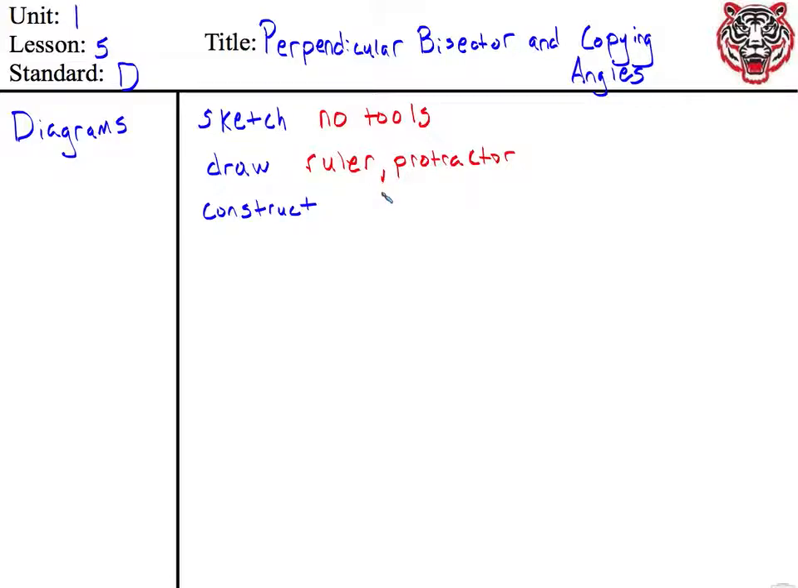Ruler, comma, protractor. And construct, this is the main point of geometry. This is going to be a compass and a straight edge. You don't actually need to do all three of these examples because I didn't give you a protractor, so we can't really do it. I mean, we can try to estimate, but here's an example. So we'll label these examples.